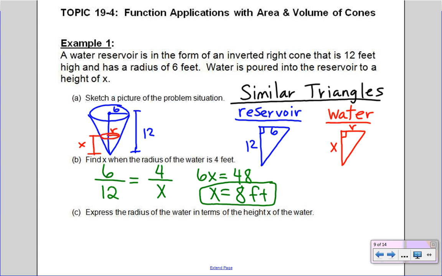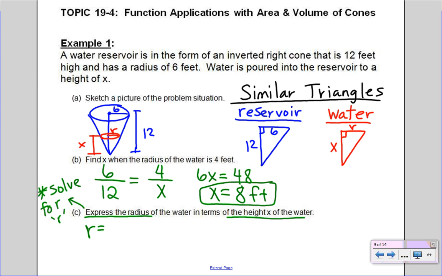Now C says express the radius of the water in terms of the height x of the water. When this says express the radius, that means you want to solve for r, or write an expression for the radius in terms of the height x of the water. So we want an expression that says the radius equals, with x in it. Look at the relationship there.